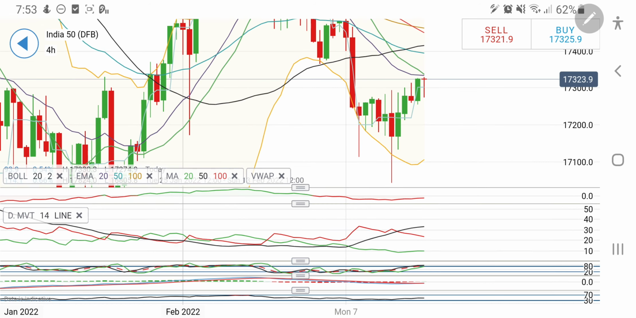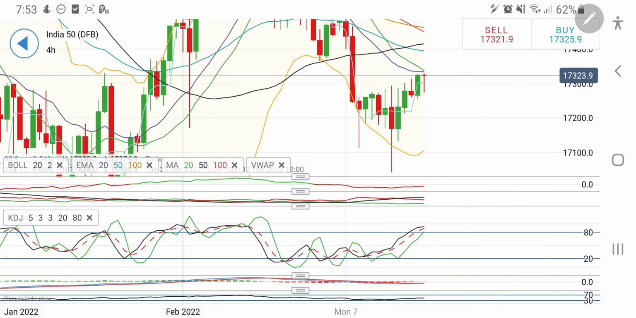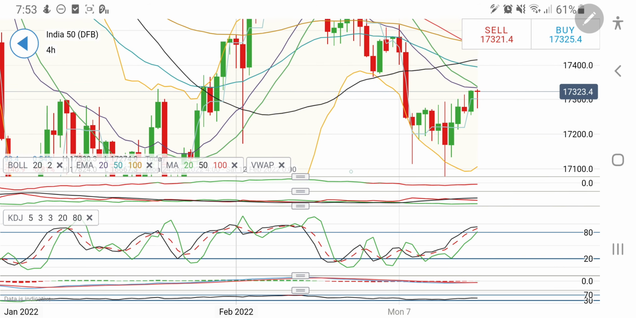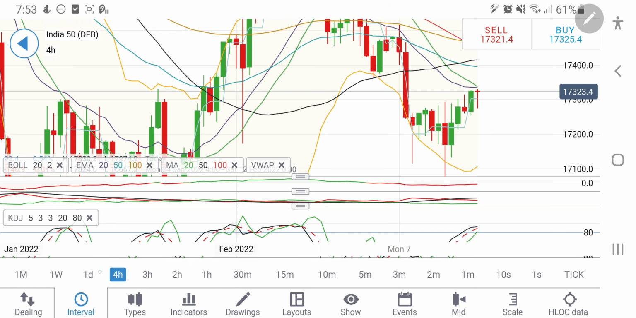But remember, it is overbought on 4-hour charts, needs some drop. Whether it happens or not, we have to watch. See, it can sustain these overbought levels any point of time, so we have to be very cautious. Appears it is going to remain a bullish day.